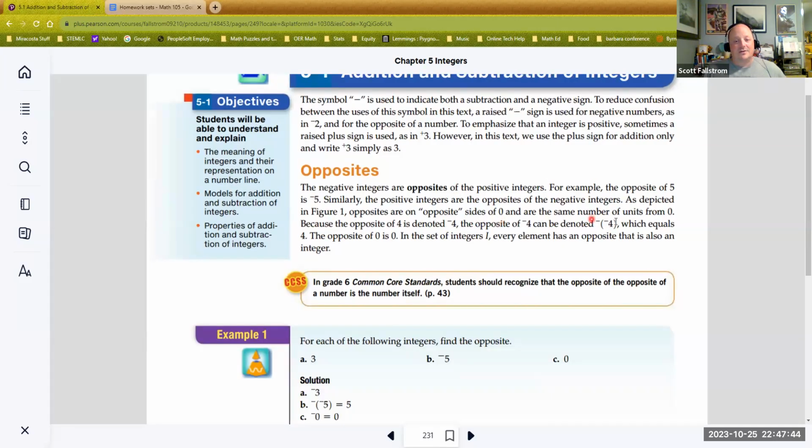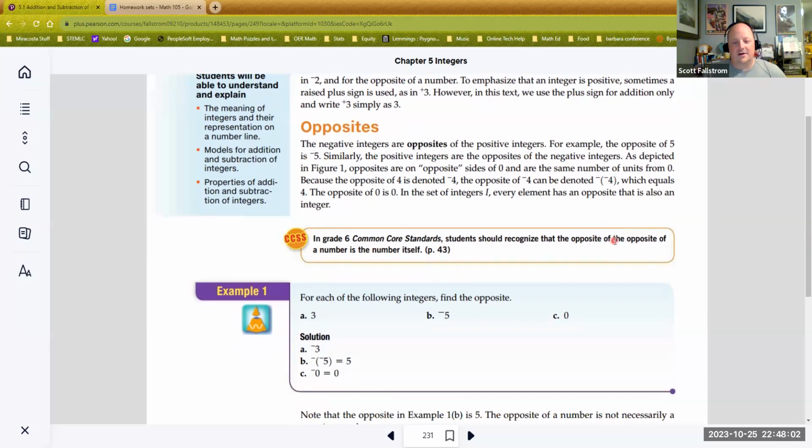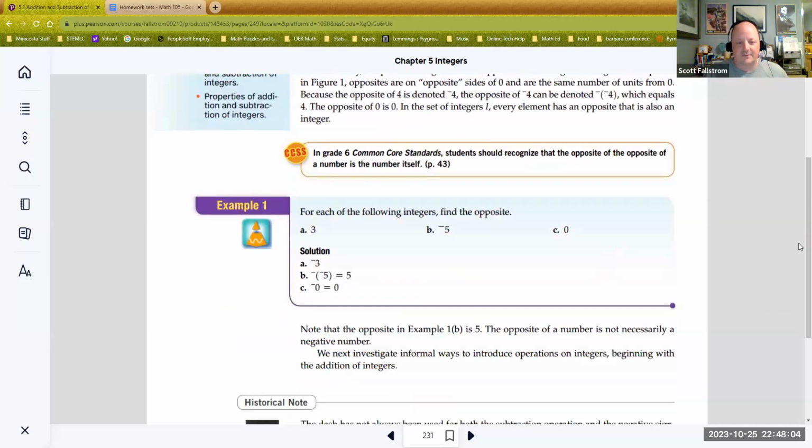The opposite of 0, when I think about opposite, I think of it as a distance. So the same distance away from 0, but just in a different direction. So 5, I would move to the right 5 units. -5, I'd move to the left 5 units. But both of them involve the idea of 5. Okay, so finding the opposite.